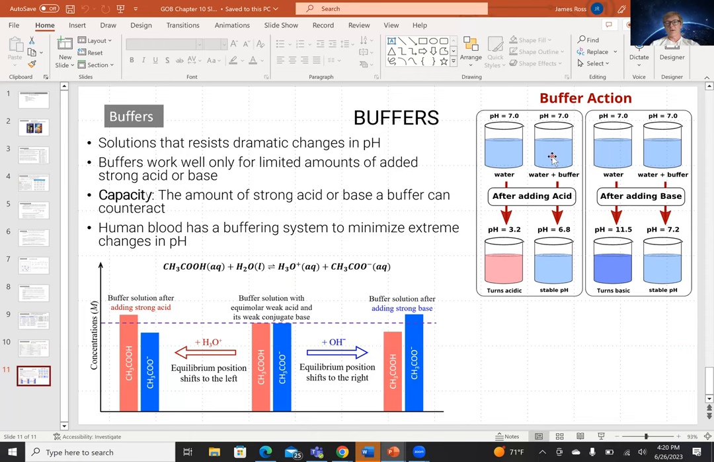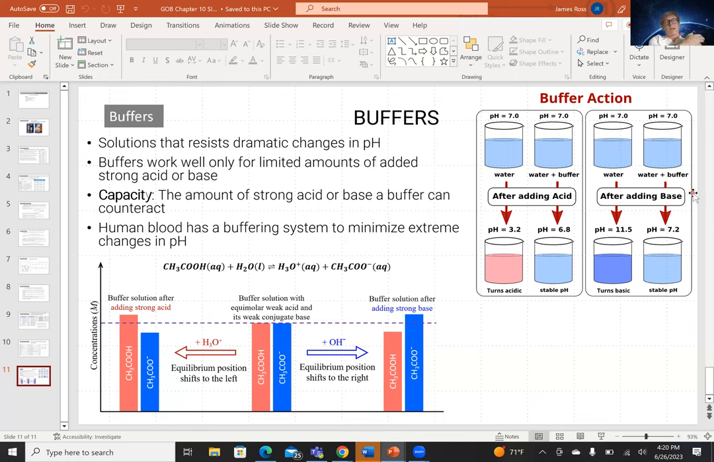If you look at this cartoon over here, if you add an acid to water without a buffer, you acidify it, you reduce the pH dramatically. If you add acid to a water that's buffered, it might lower the pH, but it resists heavily and you get within the same range that it was initially. Likewise, if you add a base to water without a buffer, you rapidly increase the pH. You might increase the pH slightly if it's buffered, but you certainly keep it within the same range.